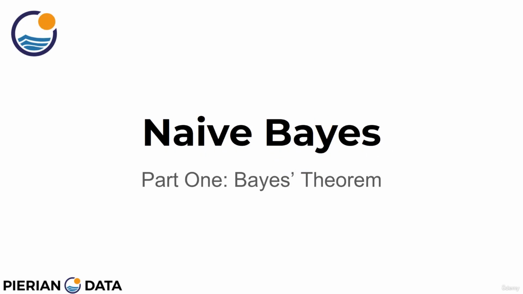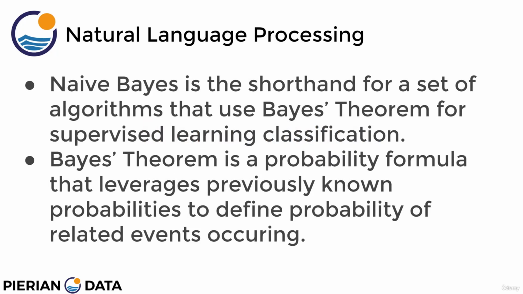In part 1, we're really just covering Bayes' theorem, not naive Bayes. To be clear here, naive Bayes is the shorthand for a set of algorithms that use Bayes' theorem for supervised learning classification tasks. Now Bayes' theorem is a probability formula that leverages previously known probabilities to define the probability of related events occurring. So let's dive deeper into Bayes' theorem.